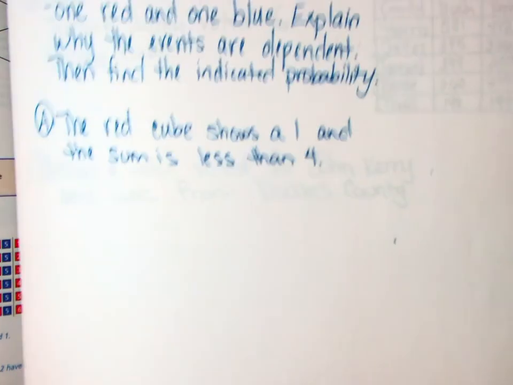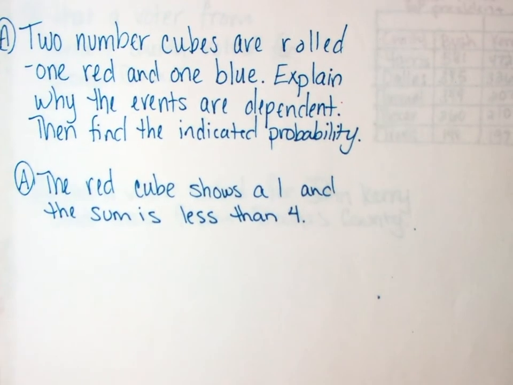Now we have two number cubes are rolled. Okay, so number cubes, remember they're 1 through 6. Two of them we're rolling. One is red and one is blue. Explain why the events are dependent, then find the indicated probability.